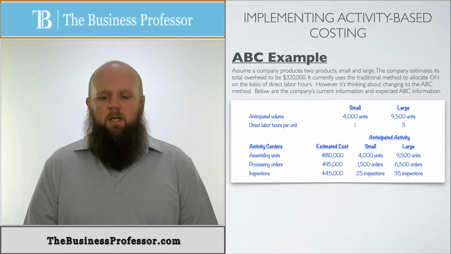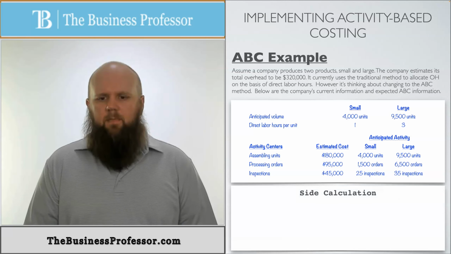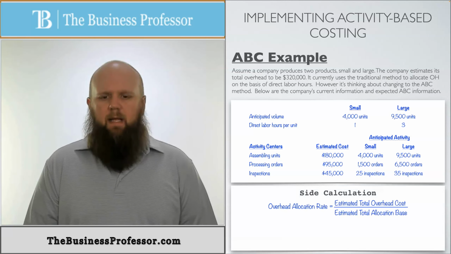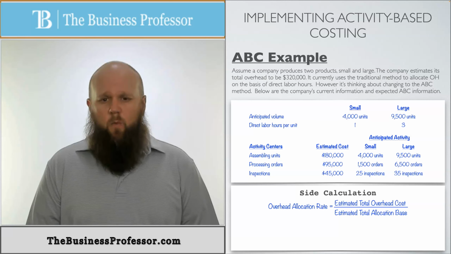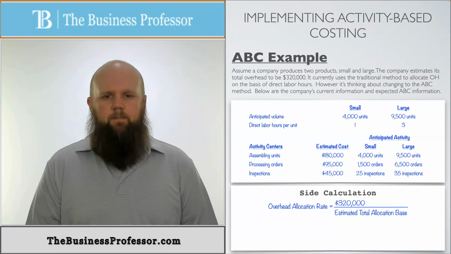So first and foremost, let's look at it from a traditional standpoint, the POR, where we lump everything together. If we're doing that, we're going to look at the overhead allocation rate, so the POR. We know the equation is estimated total overhead costs divided by estimated total allocation base. Our estimated total overhead cost is given to us in the paragraph in the beginning. It says $320,000, so let's put that into the equation.